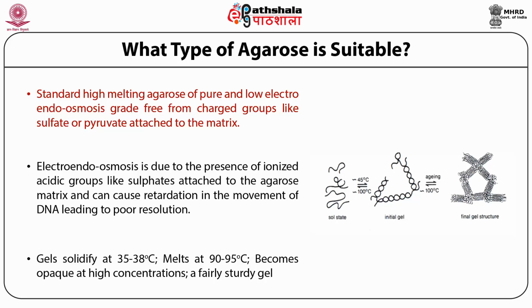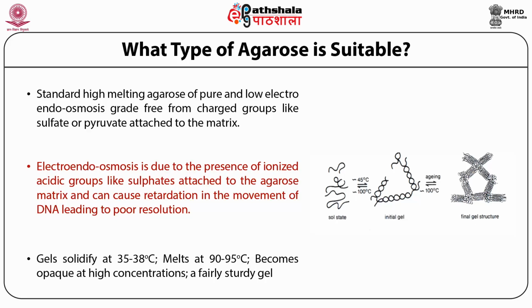Third, the low electroendosmosis, or EEO. Electroendosmosis causes retardation in the movement of DNA and arises due to the presence of ionized acidic groups like sulfates and methyl groups attached to the agarose matrix. These groups form positively charged counterions in the buffer solutions. These counterions then migrate towards the negative electrode. The net result is that there is a bulk flow in the direction opposite to that of the movement of the DNA, leading to retardation in the movement and poor resolution capacity.